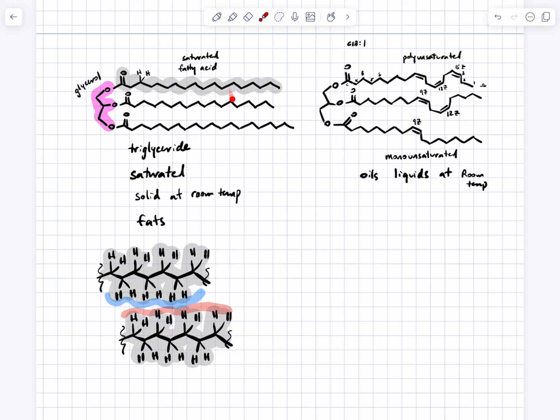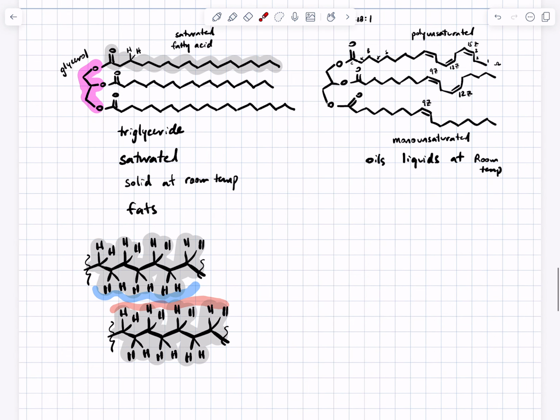What I copied here is a pretty good zoom in of the interactions between fatty acid chains within a triglyceride or between fatty acid chains on adjacent triglycerides. And these interactions are what you have to overcome when you want something that's solid to melt to become a liquid, or when you want something that's liquid to evaporate to become a vapor or gas.